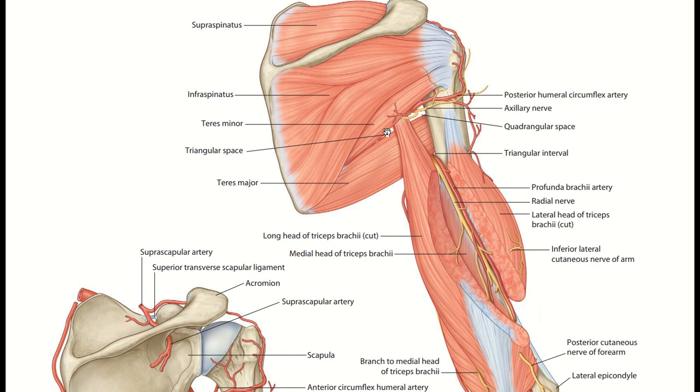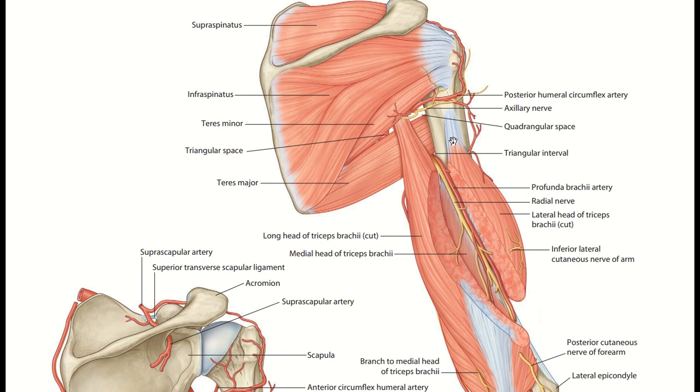You're also going to have what's called your triangular space. Your triangular space accommodates the circumflex scapular vessels. The circumflex scapular artery is a branch of the subscapular artery. Remember the subscapular artery, a branch of the axillary artery? Yes, it actually leaves the axilla by entering through the triangular space. As for today, we are mainly concerned with the triangular interval. Your triangular interval is made by the long head of the triceps, the lower border of your teres major, and the shaft of the humerus.